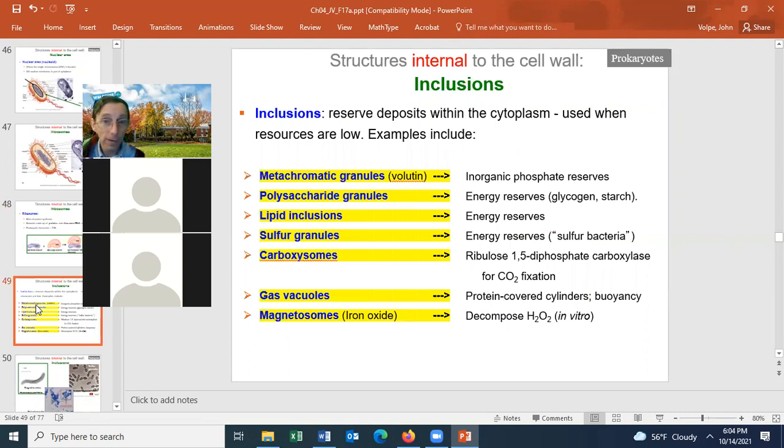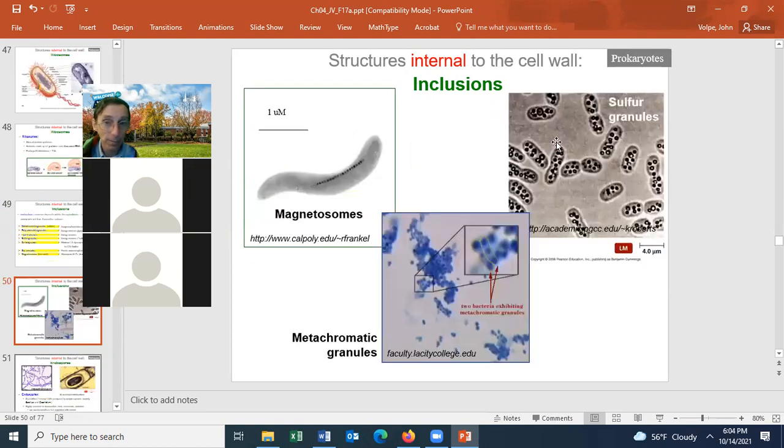Inclusions are reserved deposits within the cytoplasm. These deposits are used when resources are low or when the cell wants to use them. Inclusions are where the cell brings something into the cell or makes something, and it keeps on getting more and more of it until there's so much of it in one place that it precipitates out of the cytoplasm. Once it precipitates out, we can then see it under the light microscope.